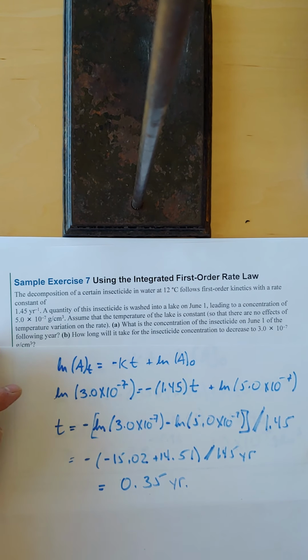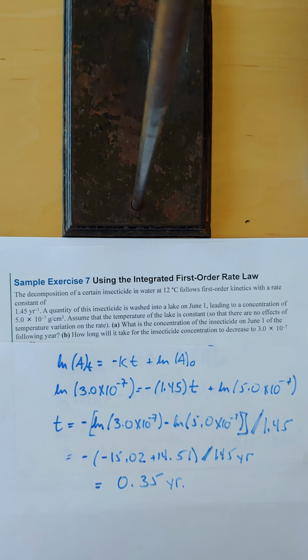And that value is greater than what we calculated in part A. In part A, we had a concentration of 1.2 times 10 to the negative 7th. And so if it's only been a third of the year, then we should still have more insecticide in the lake after that.